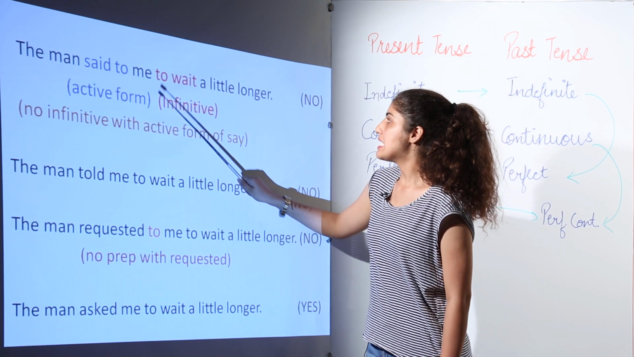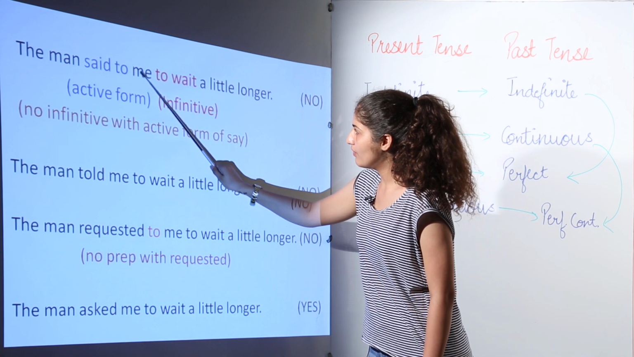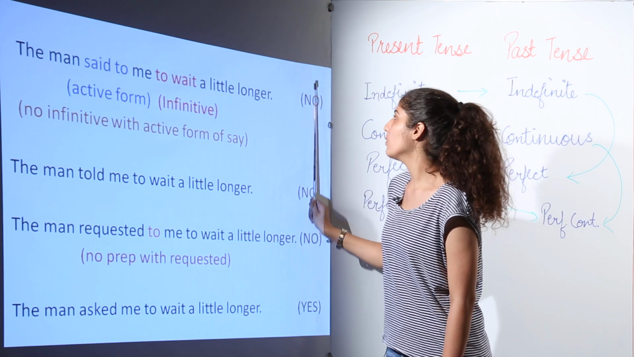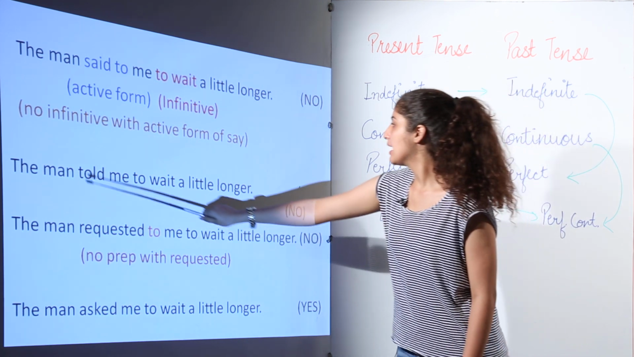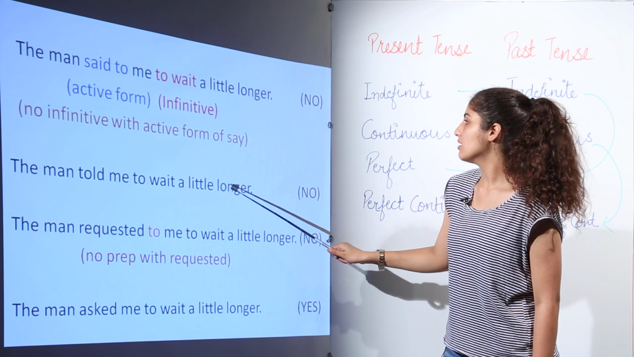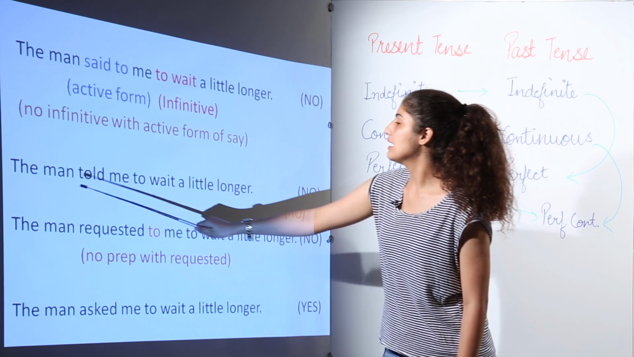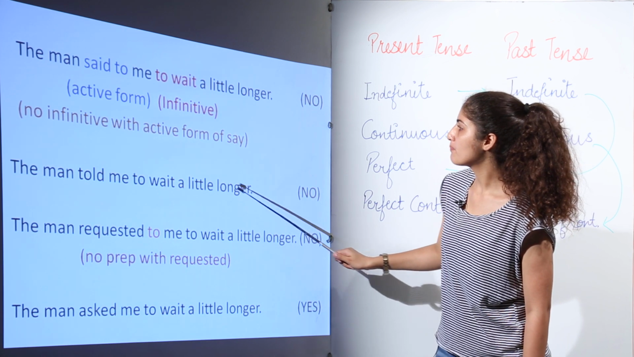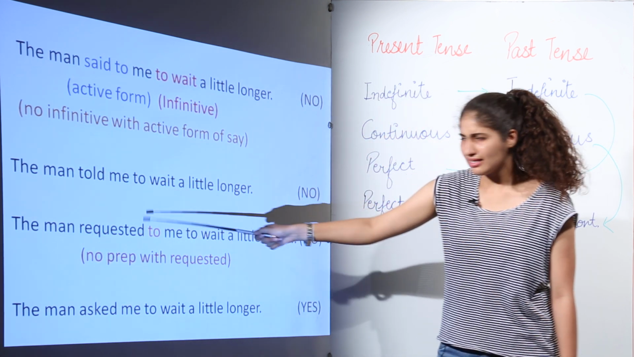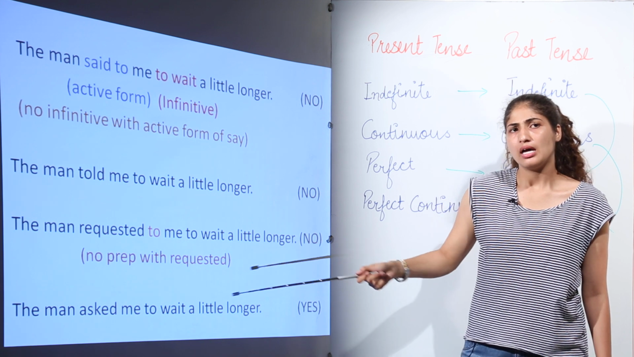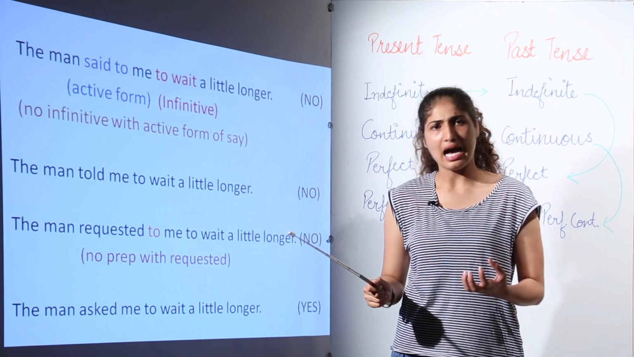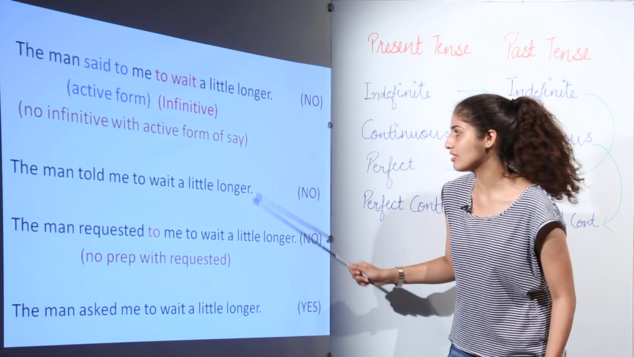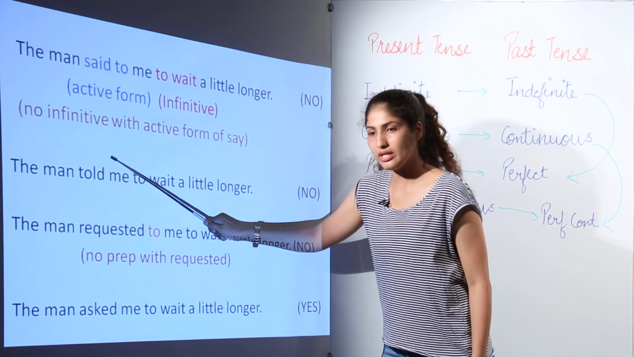Now again following the same pattern, the man said to me to wait a little longer. Now see, this we can say is the infinitive form, and the infinitive form cannot be used with the active form of say, so this is not right. The man told me to wait a little longer. Again the man told me to wait a little longer. I think he is basically asking, because he demands a reply, he expects something in return. So we cannot use the word told here.